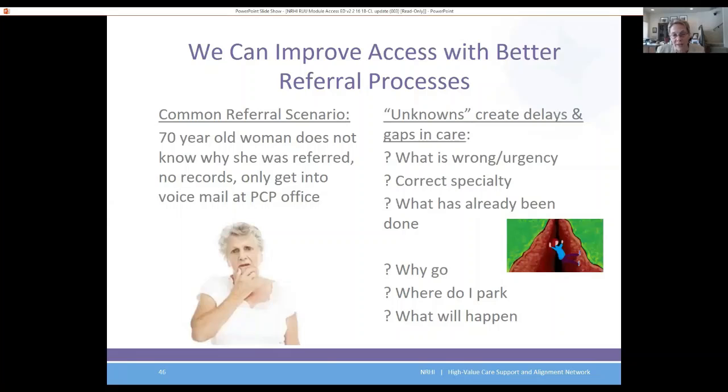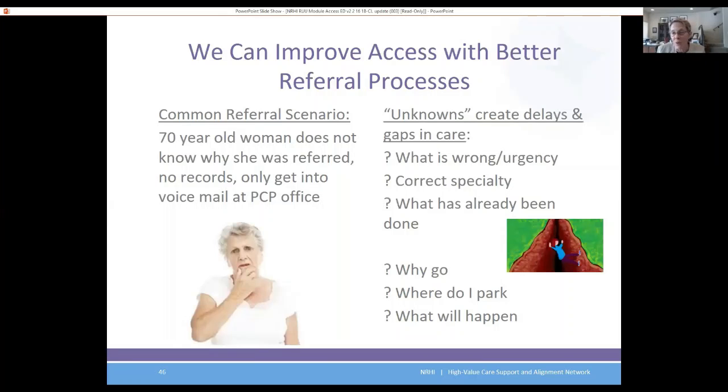If you don't know why the patient was referred, then you don't know how urgent it is. And you could have a really sick patient waiting, getting worse, ending up in the ER. Maybe the patient lands in urology and she needed nephrology. So a lot of times they don't ever make it to that secondary referral. They get in the hospital or in the ER.